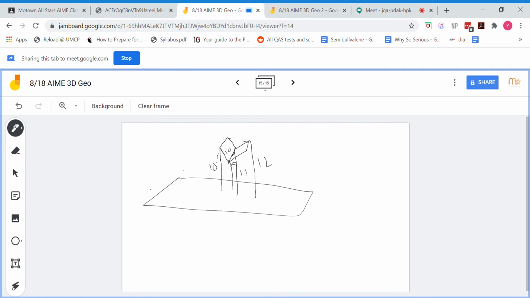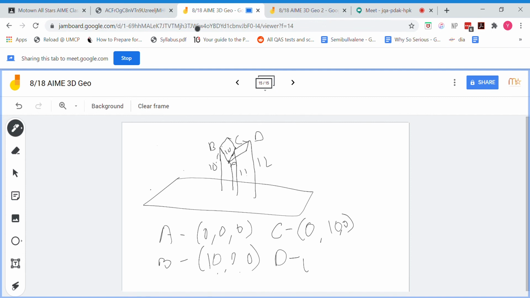So if I now impose a 3D coordinate plane on this, we place A at the origin. We place B along the x-axis, so B is (10, 0, 0). C along the y-axis, (0, 10, 0). And D along the z-axis, (0, 0, 10).